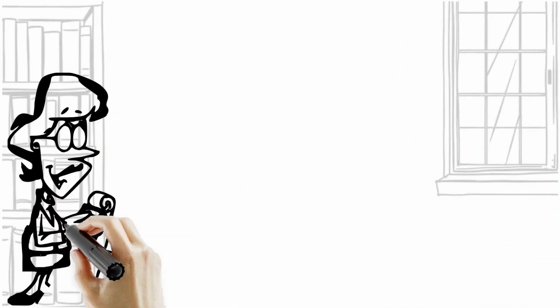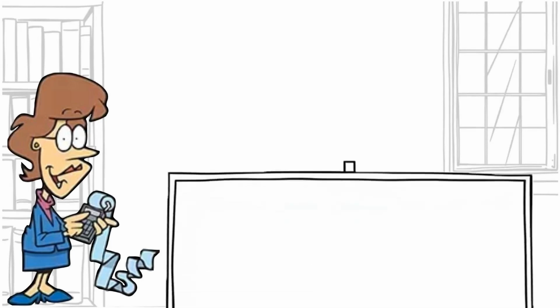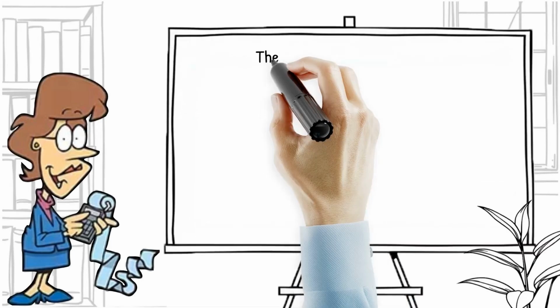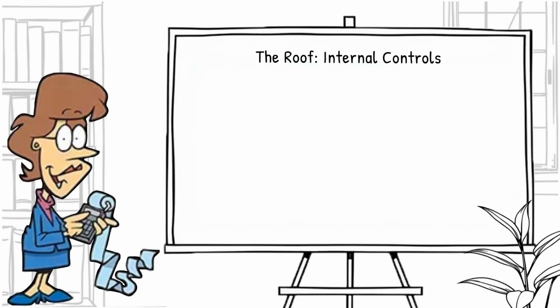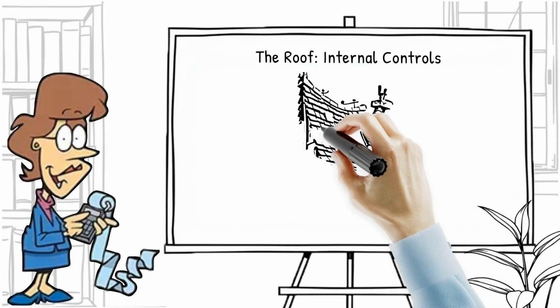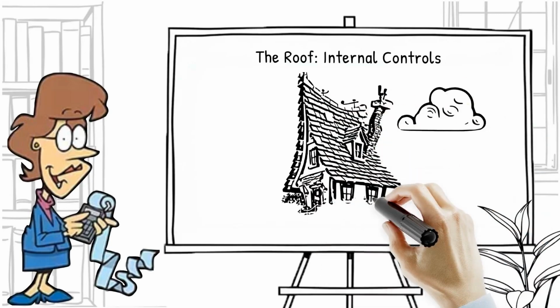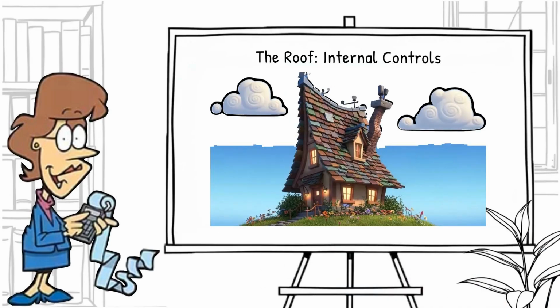8. The roof, internal controls. The roof represents internal controls and audits. It protects the interior from the elements, the rain of errors, and the wind of fraud. A sturdy roof ensures that even if a storm hits, the records inside remain dry, safe, and verifiable.